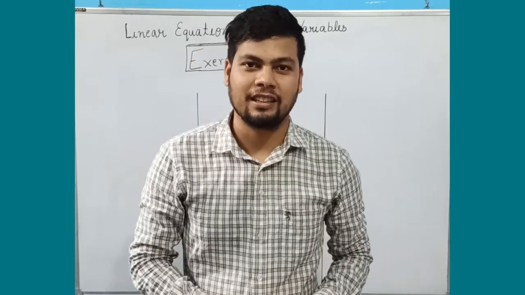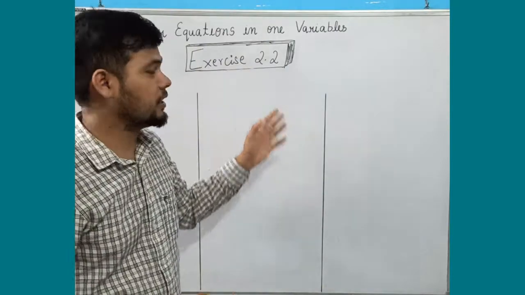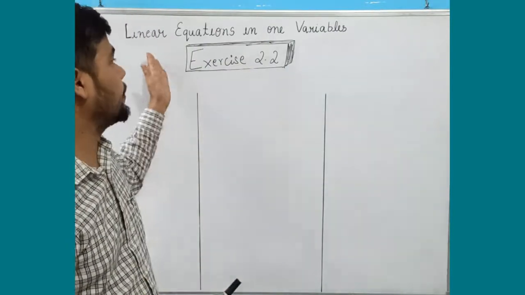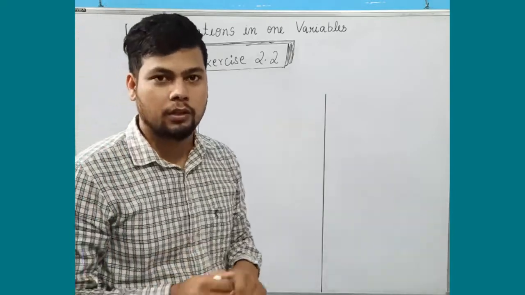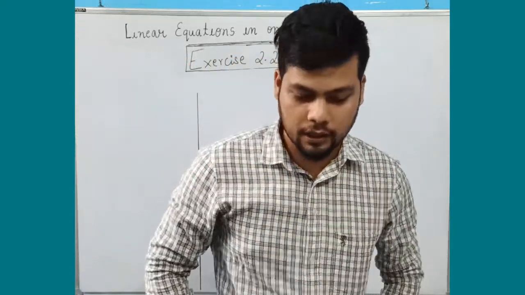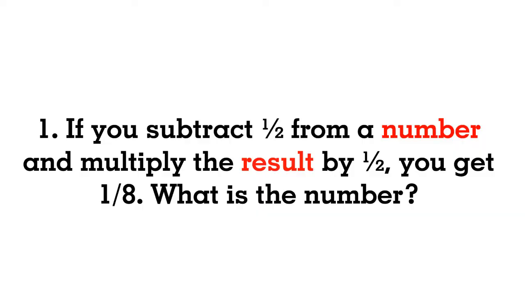Hello everyone, and today we are going to continue with the second exercise of the second chapter of class 8, and that is linear equations in one variable. So you have your question on the screen. The first one says that if you subtract 1/2 from a number and multiply the result by 1/2, you get 1/8. What is the number? So in this problem we have to subtract 1/2 from a number.